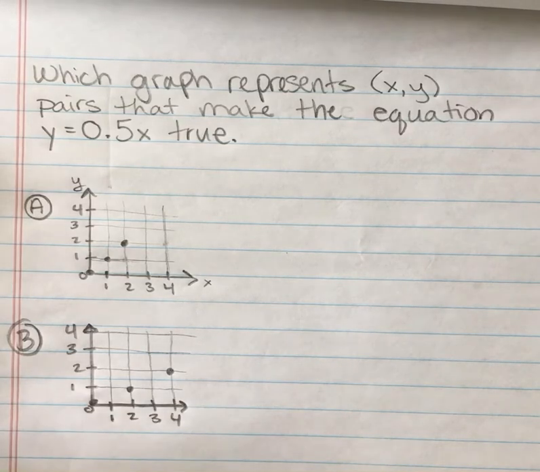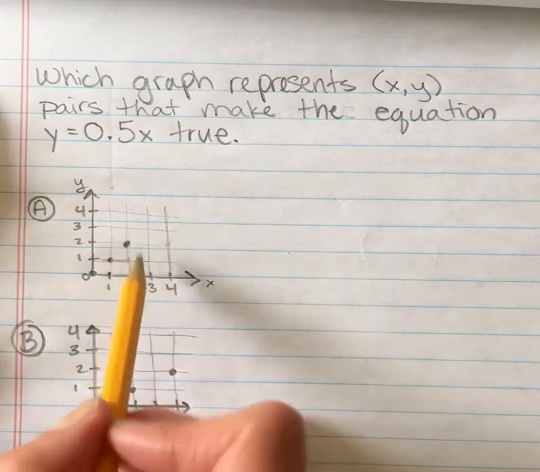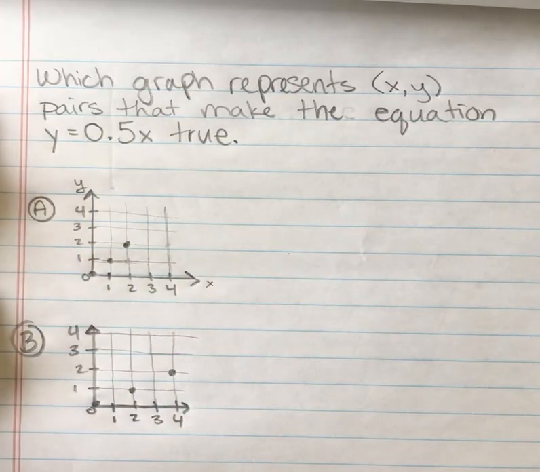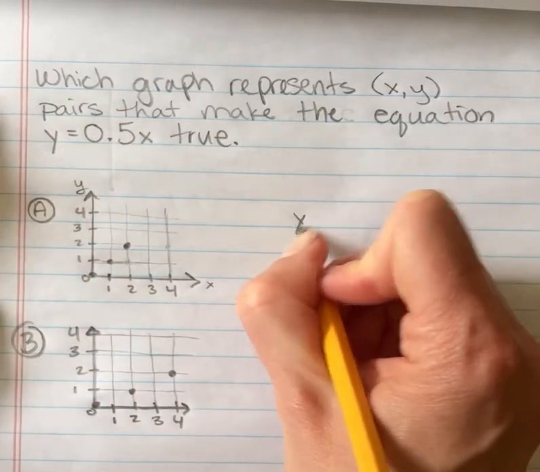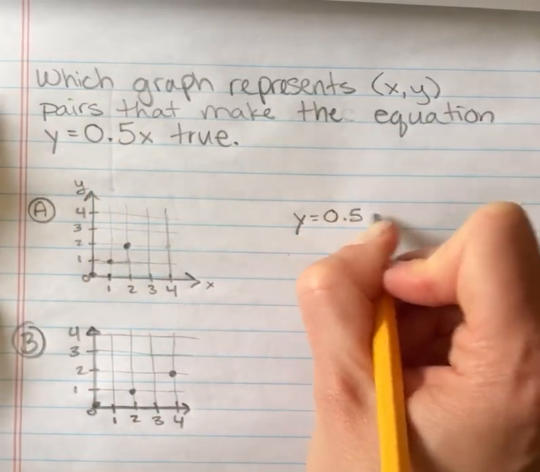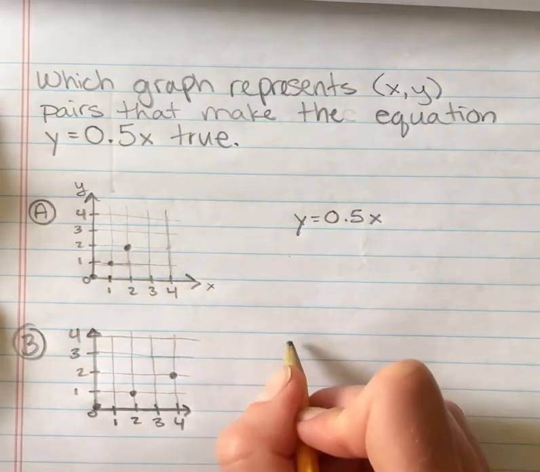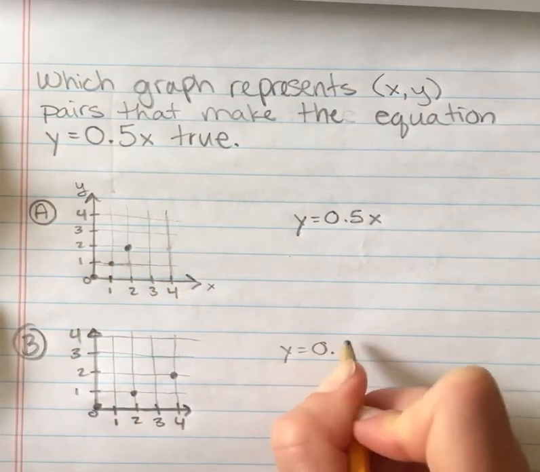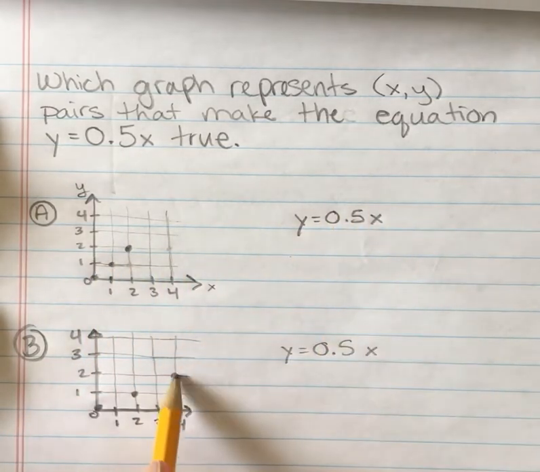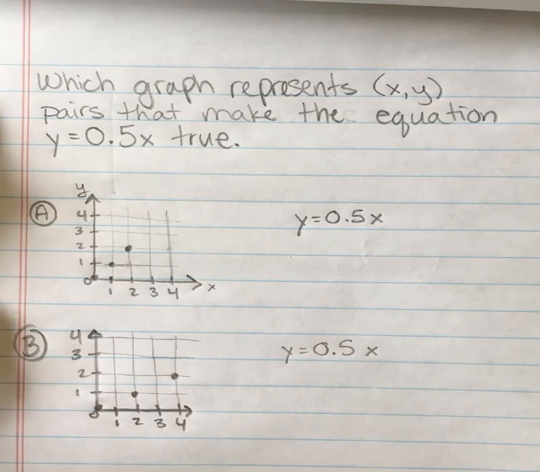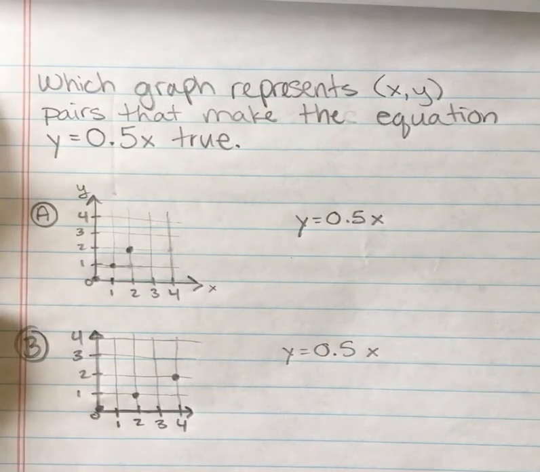All right, so we're looking at how you can tell if a graph matches an equation. So look, if we're given the equation y equals 0.5x, and we want to know if this graph matches the equation or if this graph matches the equation. Do these points make this true, or is it these points that make this true? So what we're going to do is just test out some coordinate points.